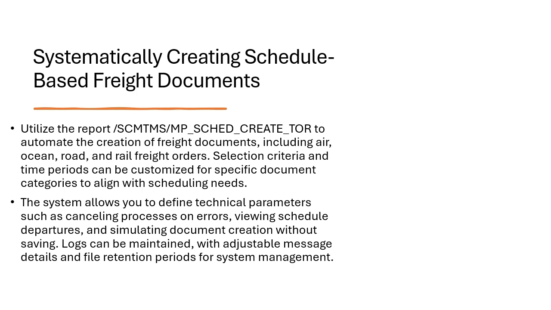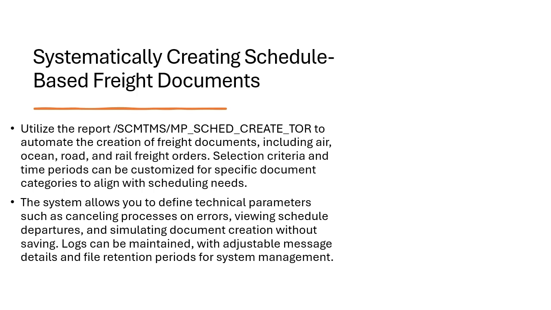So free documents such as air and ocean freight booking can be created systematically through a designated reporting process. By executing specific reports, users can define selection criteria that determine which documents will be generated based on predefined schedules. This systematic approach ensures that all necessary information is captured effectively and documents reflect current operational realities. The process allows users to specify time periods and avoid duplicate document creation, optimizing resource allocation and minimizing errors.